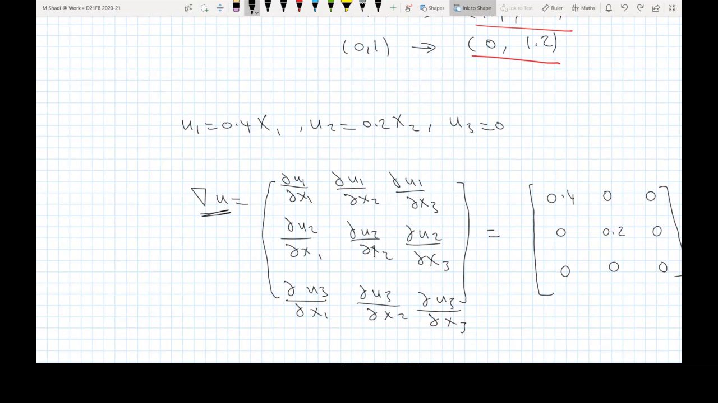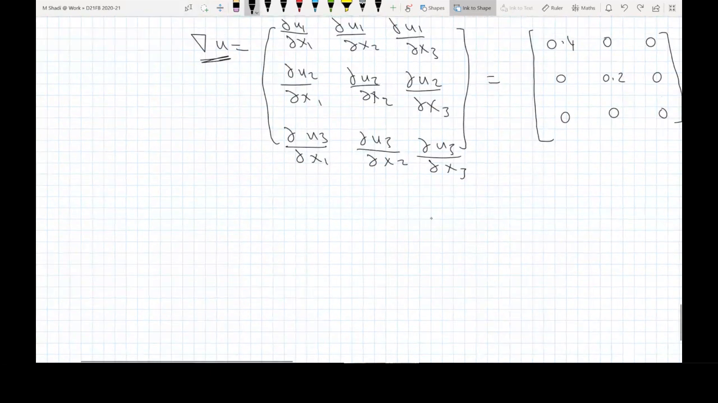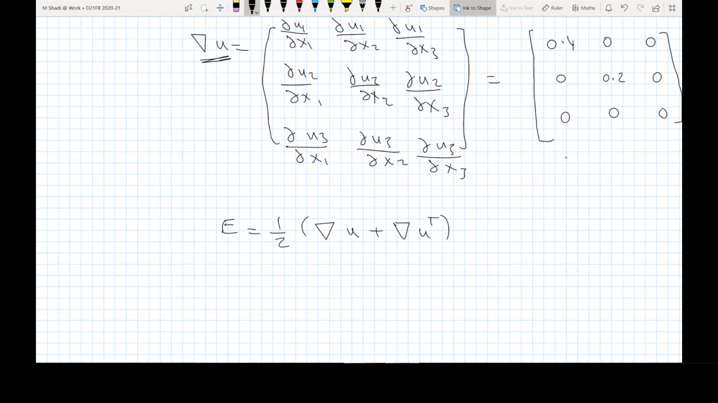In order to find the strain tensor, it is basically half the gradient of the displacement added to the transpose of the gradient of the displacement. So we have the gradient of the displacement, and we need to find the transpose of this. The transpose is basically all the rows and columns switched. So this row would become a column, 0.4, 0, 0. Then this row would become a column, so it is 0, 0.2, and 0. And the last row would also become a column, so it is 0, 0, and 0.